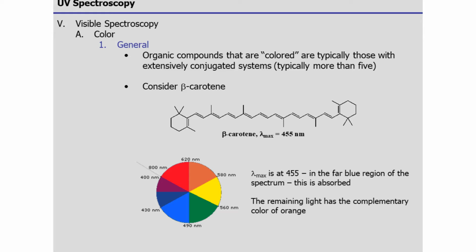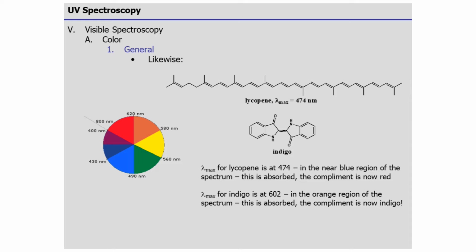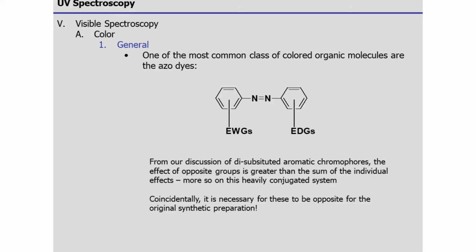Beta-carotene, for example, absorbs at 455 nanometers, showing the complementary color of orange. Lycopene and indigo are examples of compounds with specific absorption maxima, showing complementary colors in the visible spectrum. One of the most common classes of colored organic molecules are the azo dyes. These dyes are characterized by their nitrogen-nitrogen double bond, often flanked by electron-withdrawing and electron-donating groups. The arrangement of these groups significantly impacts the dye's color properties.